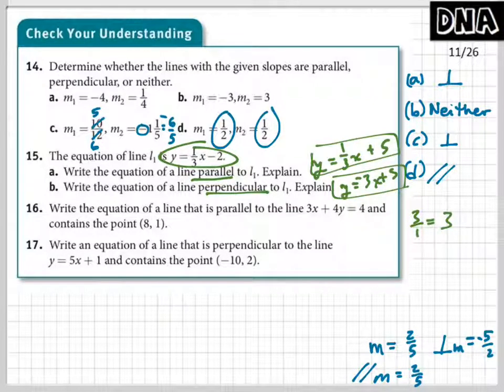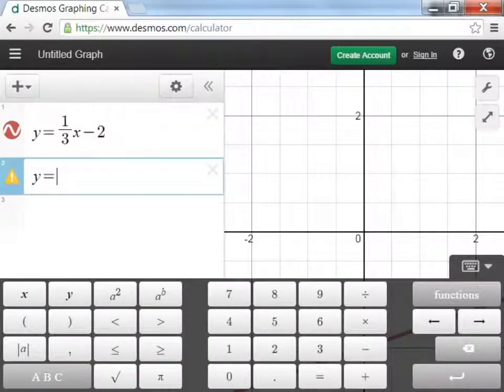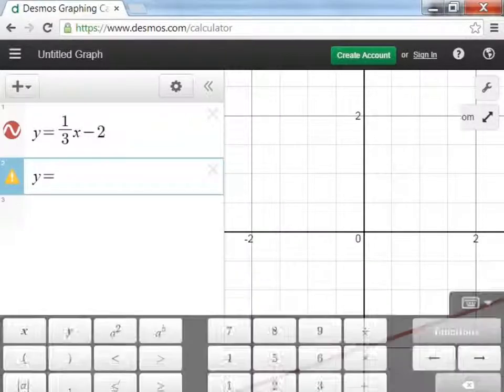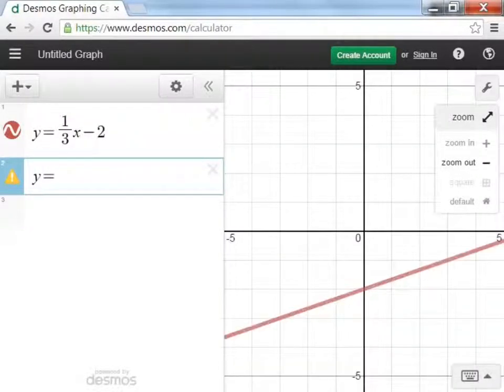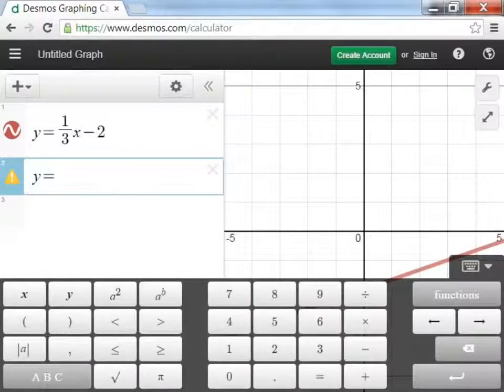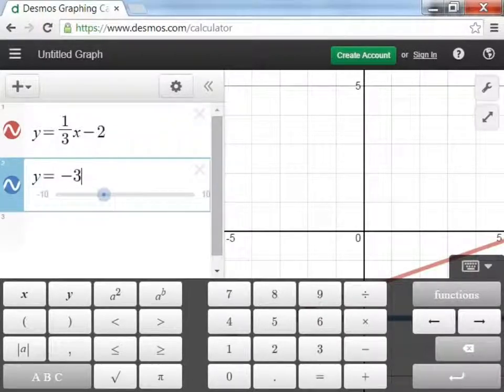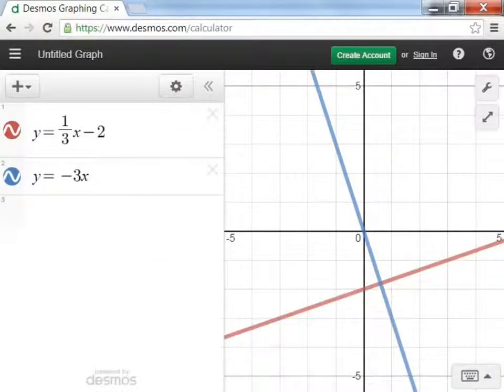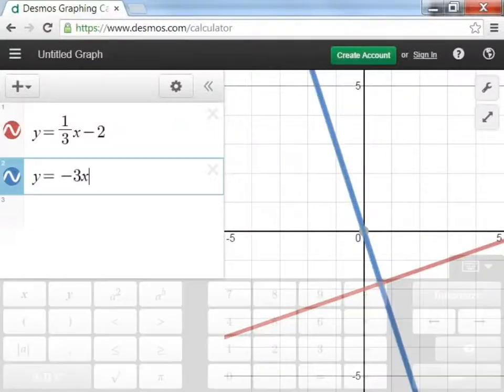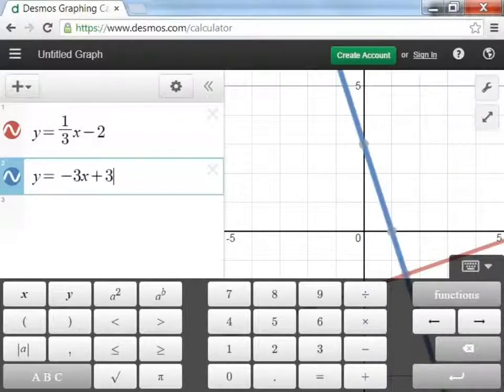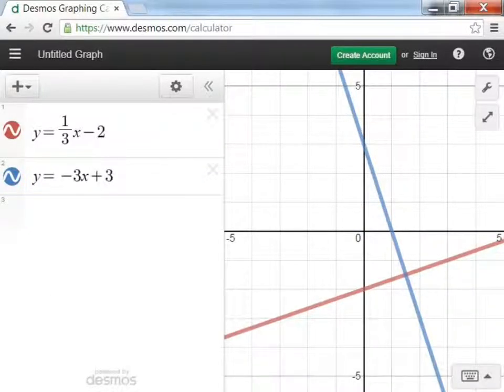Let's take a look at that on Desmos. So here's my line again. Let's zoom out a little bit more. Here's my line again. If I put negative 3x, you can see that they form right angles. If they form right angles, then you know that they're perpendicular. It doesn't matter what the y-intercept is. You could change the y-intercept, it moves, but it's still perpendicular.